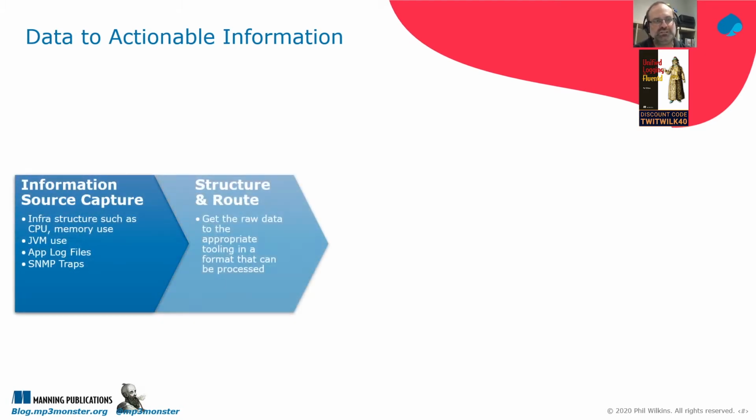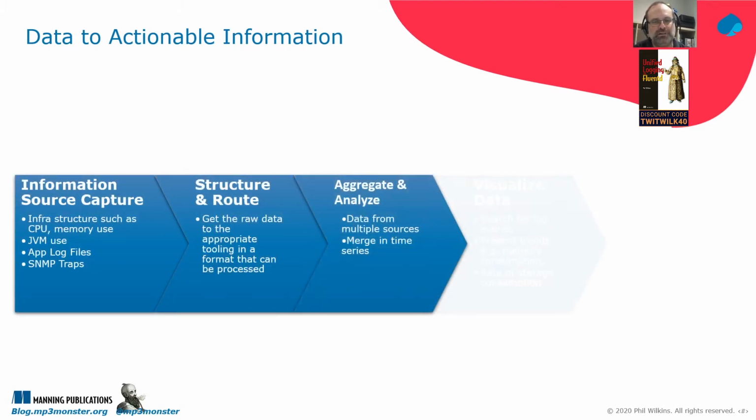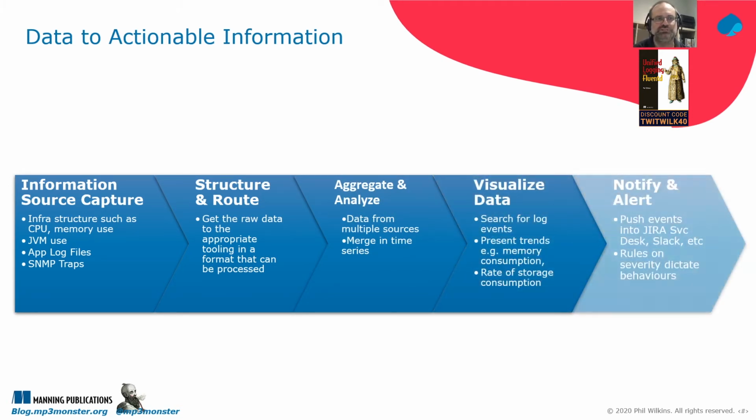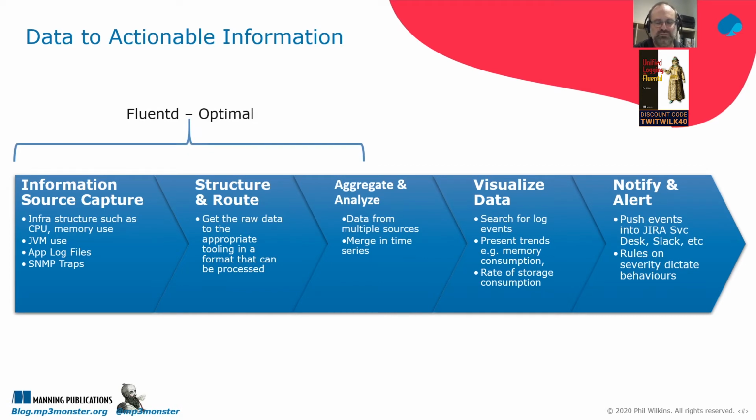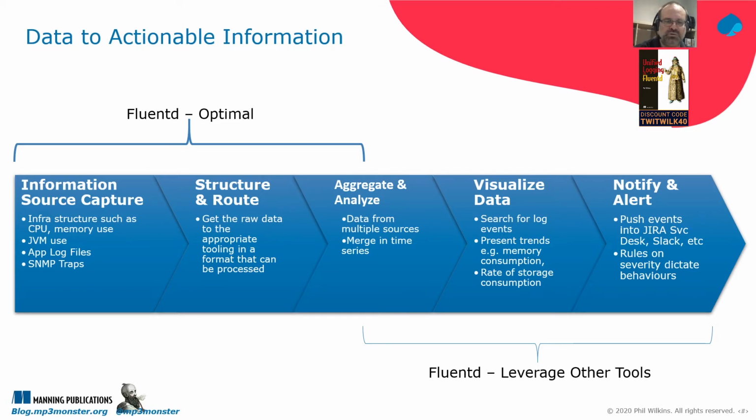You can characterize the flow, if you like, of monitoring information into a number of steps. You can look at the information source and capture, whether that's a log file, SNMP traps, talking to the JVM, or a Ruby engine, or Growl, or anything else for that matter. You can then, once you've captured that information, structure it and route it to the right place. Structure, as I say, is trying to get some of that meaning, and then you can get into the space of aggregation and analyzing the events.